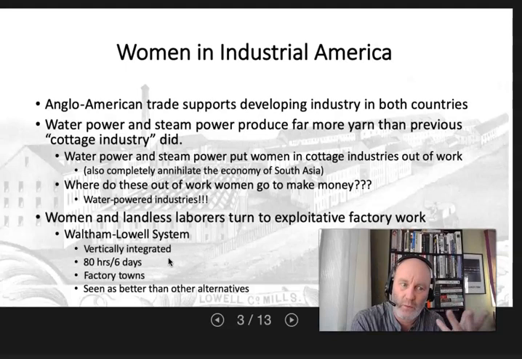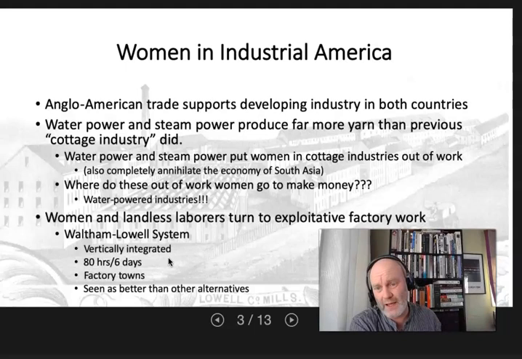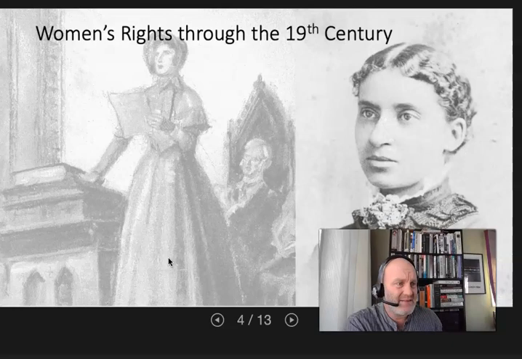On the one hand, it is an exploitative system. On the one hand, it has put cottage industries completely out of business. But at the same time, it's a kind of revolution in how women interact with the public sphere and with the economy. Highlights of the 19th century, right?